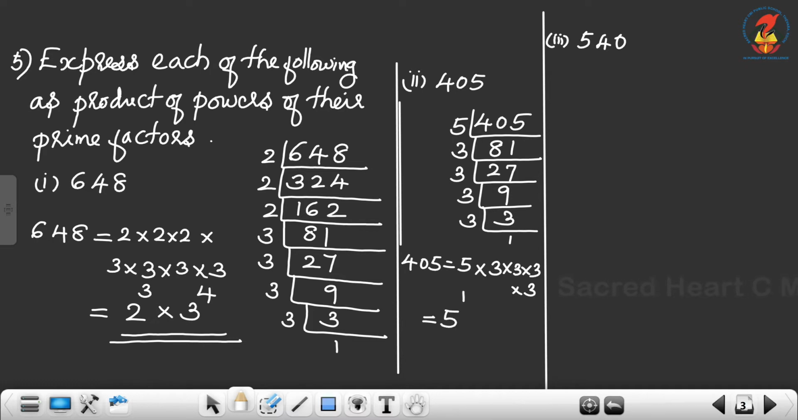We can write it as 5 raised to the power 1, then into 3 multiplied by itself 4 times. So, 3 raised to the power 4. So, 5 raised to 1 into 3 raised to the power 4, or simply 5 into 3 raised to 4.